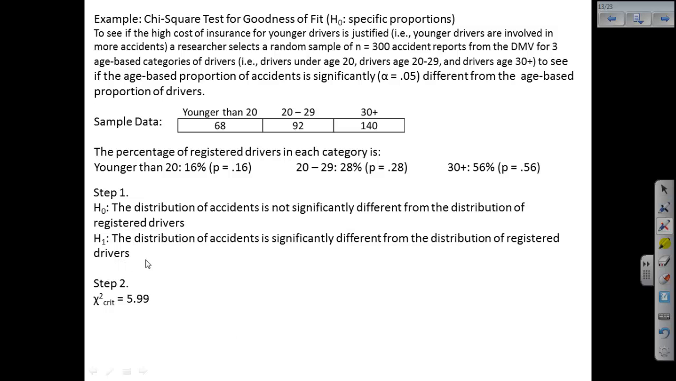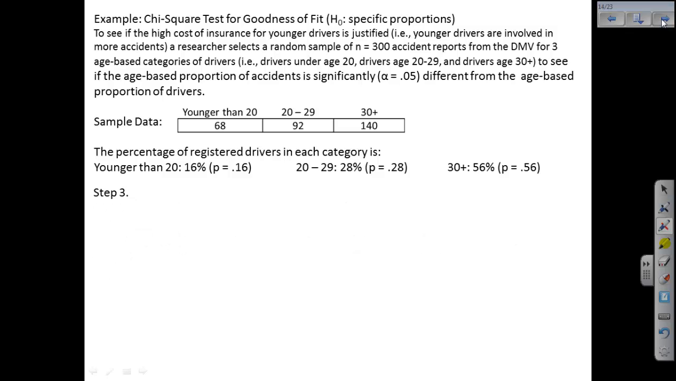Then the alternative: the distribution of accidents is significantly different from the distribution of registered drivers. So just as it's always been, the null is no significant difference, the alternative is there is a significant difference. And the critical value is the same for this. We still have C minus 1, degrees of freedom 2, and alpha level 0.05, and you'd find that in the table the same way that we did before.